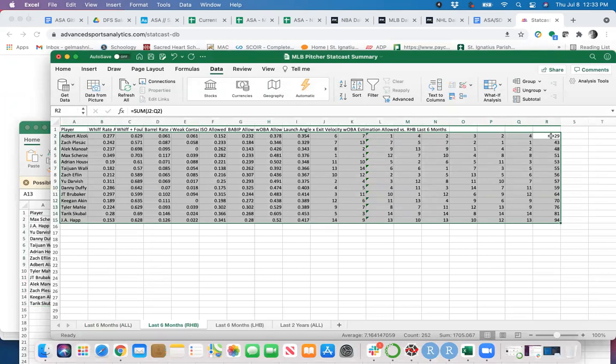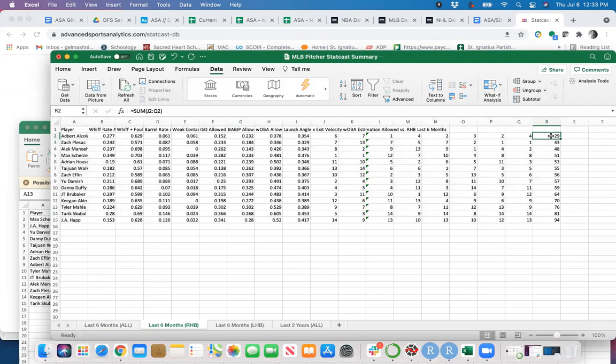And interesting, you see that Alzolay actually does well against right-handed batters. So I guess he does very terribly against left-handed batters. Happ is obviously the worst. Skubal's still very bad. So Akin's also right there. Maul also there as well. You see that Darvish has a little bit of trouble against right-handed batters.